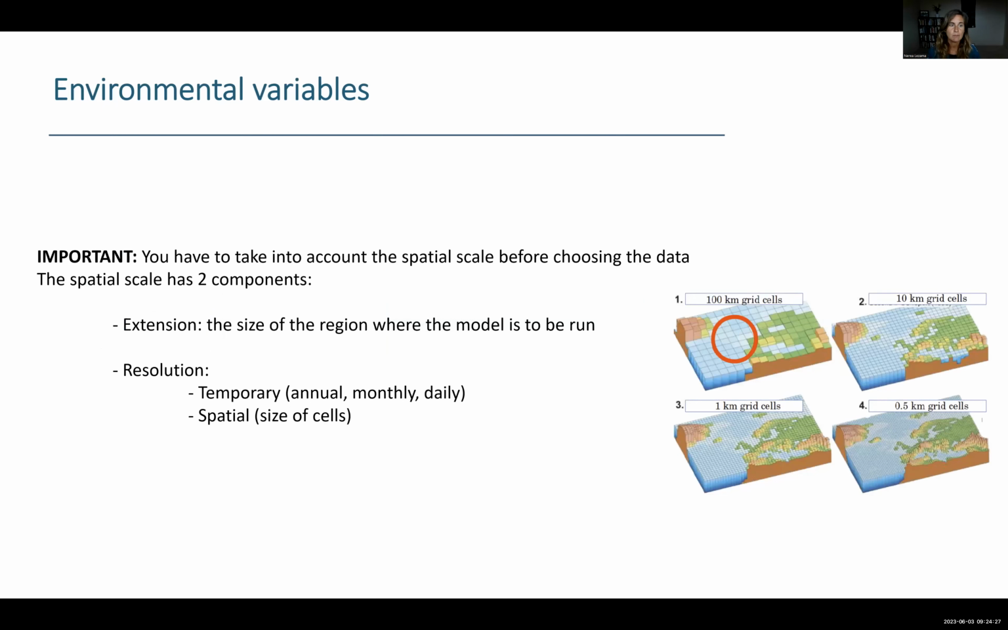So when we're going to build a model, the most important thing to take into account is the spatial scale. You are going to have to choose between different data sets. And the spatial scale has two components. The extension, that is the size of the region where the model is to be run, is not the same whether the model runs over the whole Pacific or, for example, in the California Current, and the resolution. If our data are, for example, positions of our animal, annual, monthly, daily, and the spatial scale.